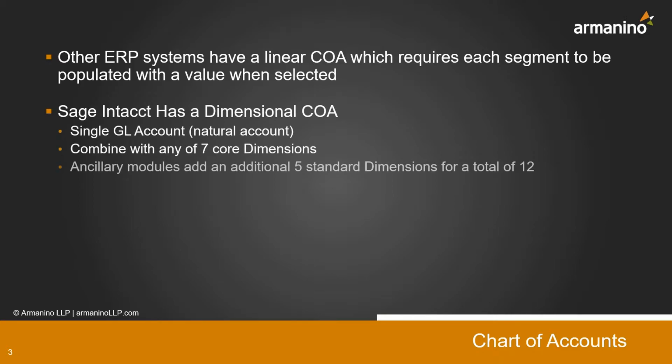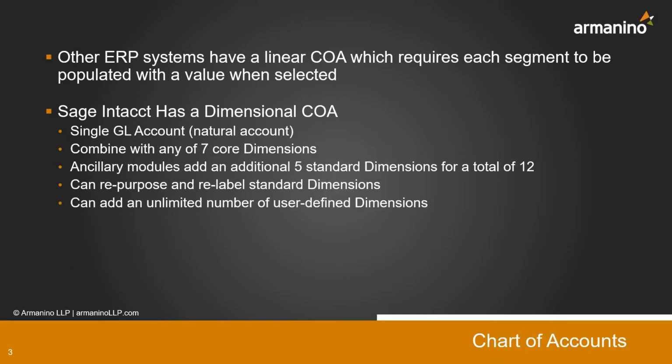Sage Intacct offers a single GL account, which represents your natural GL account, things like assets, liabilities, revenue, expenses, and so on. And then we can combine that with any of the 7 core dimensions that come with the core financial management system. If you add ancillary modules such as projects, inventory control, contracts, things like that, you can have up to an additional 5 standard dimensions for a total of 12.